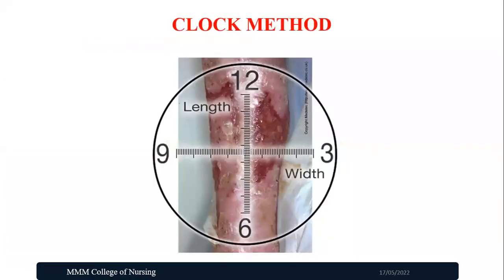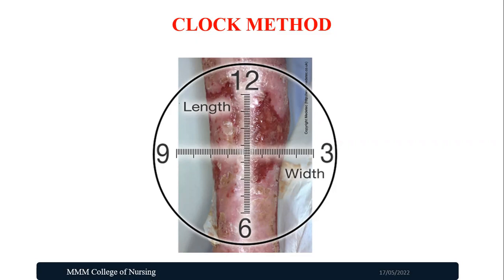The next method of wound measurement is the Clark method. This is the most common type of measurement, where it provides the linear measurement. In this technique, we can measure the length, the greatest width, and the greatest depth of the wound using the patient's body as a measurement, where the patient's body acts as the face of an imaginary clock.